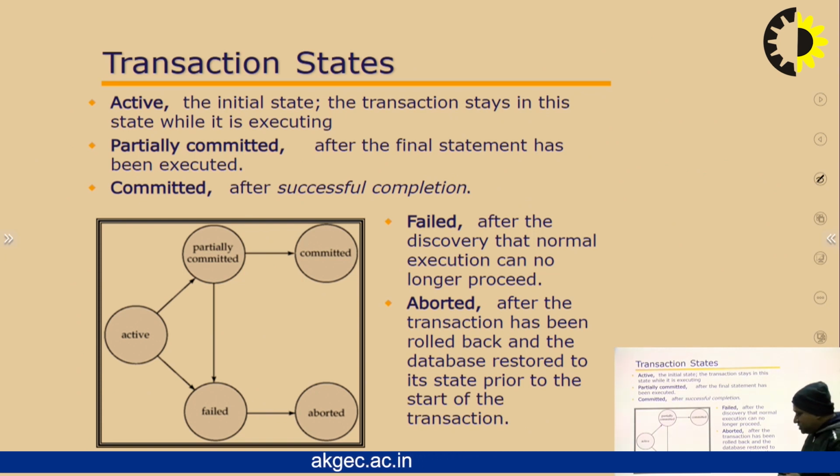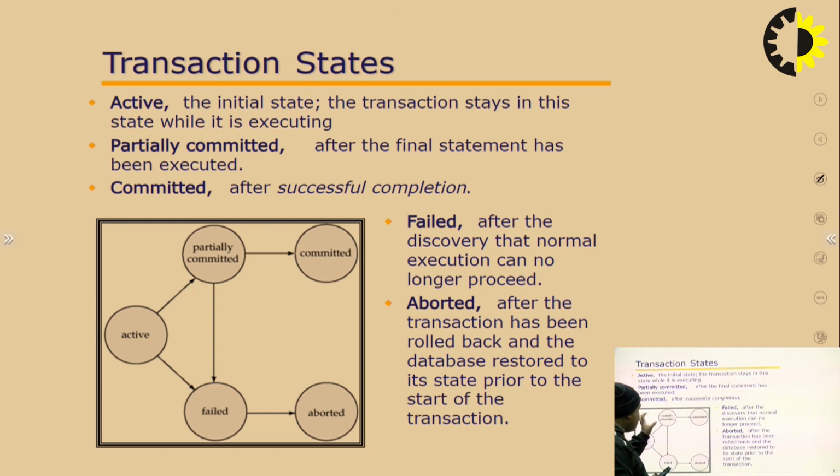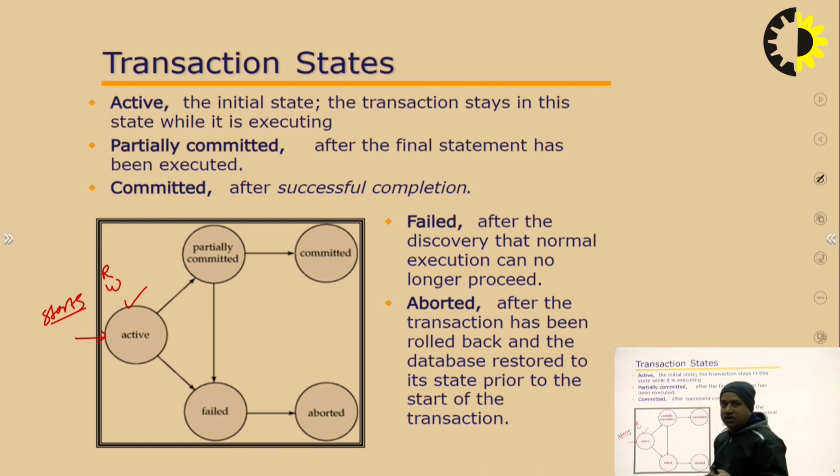Let us now discuss the states that are defined in a transaction. Basically, there are the active state, partially committed state, failed state, committed state, and aborted state. When a transaction starts, it performs either read or write operations on data objects. While the read and write operations are getting executed, it is said to be in the active state. Maybe some operations are done and some other operations remain to be executed. This is the active state.